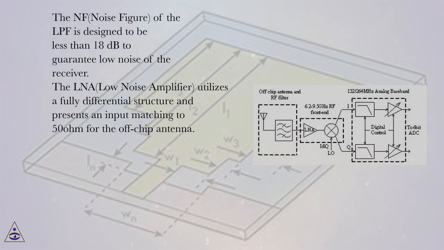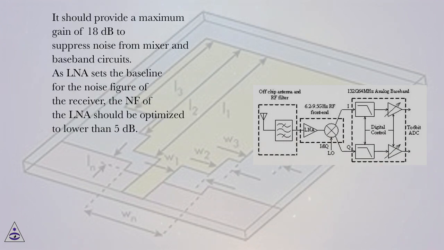The NF (noise figure) of the LPF is designed to be less than 18 decibels to guarantee low noise of the receiver. The LNA (low noise amplifier) utilizes a fully differential structure and presents an input matching to 50 ohm for the off-chip antenna. It should provide a maximum gain of 18 decibels to suppress noise from the mixer and baseband circuits. As the LNA sets the baseline for the noise figure of the receiver, the NF of the LNA should be optimized to lower than 5 decibels.